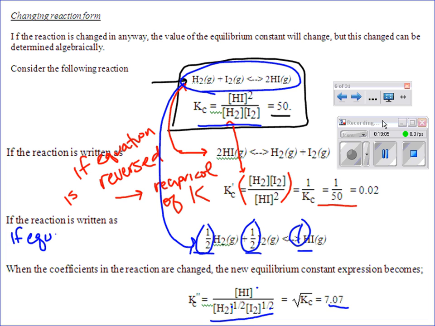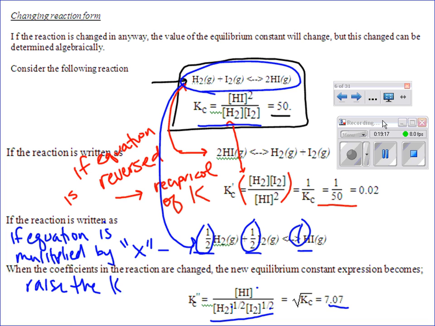So if the equation is multiplied by, I'm going to put X, raise the K to the X power. Does everyone kind of understand that? See why that happens? And that's what they did here. We took the 50 and we raised it to the half, which is square root. That's why there's a square root there. We'll practice.